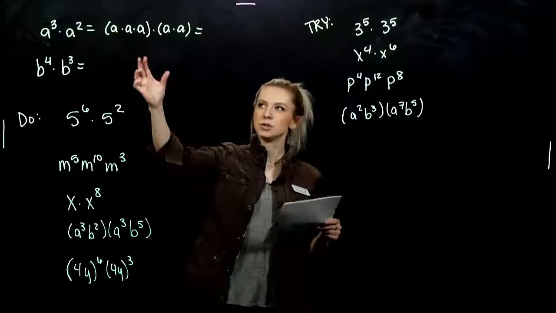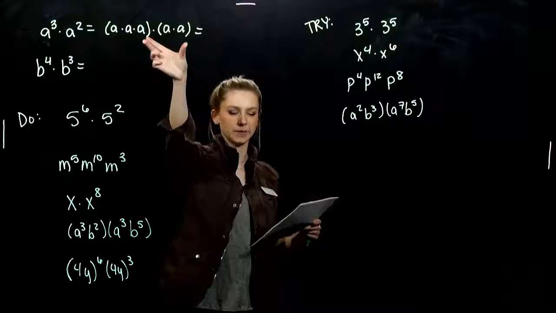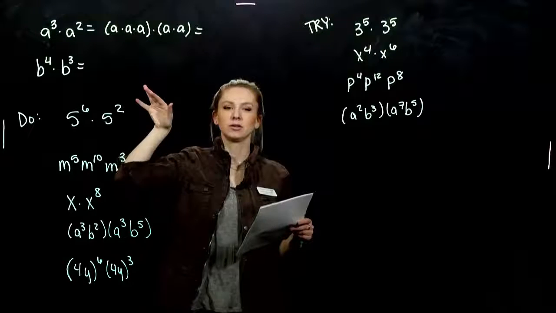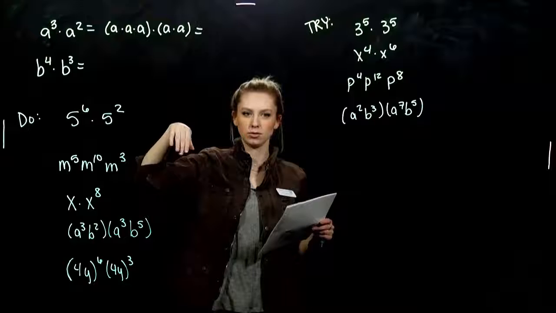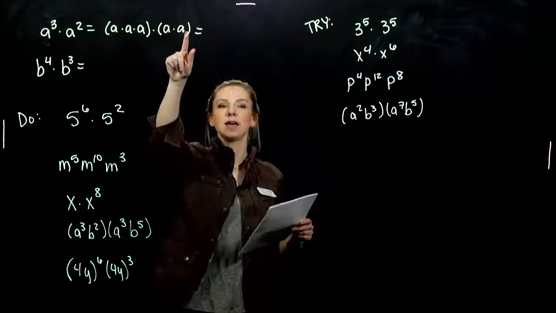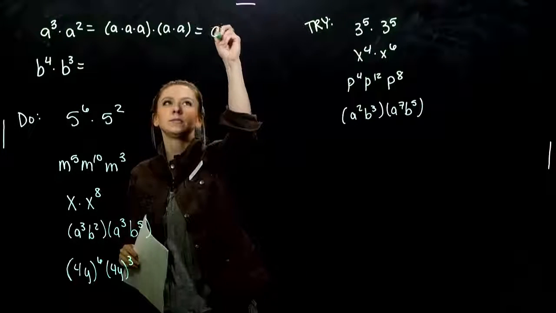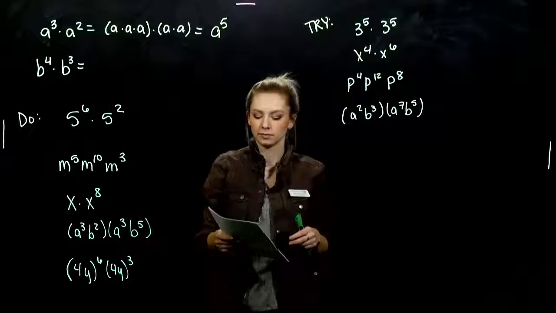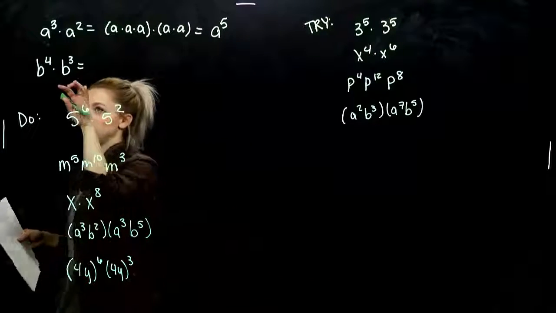First of all, do the parentheses matter on multiplication? Doesn't matter. Associative law tells us we can take all those away. So how many factors of A do we have altogether? 5 of them.